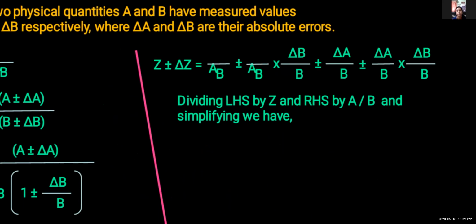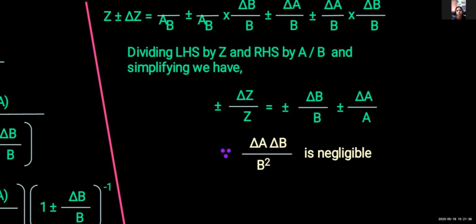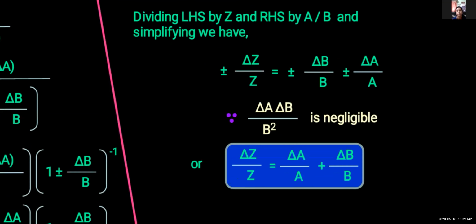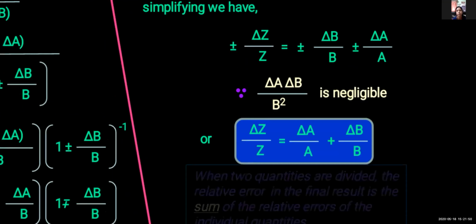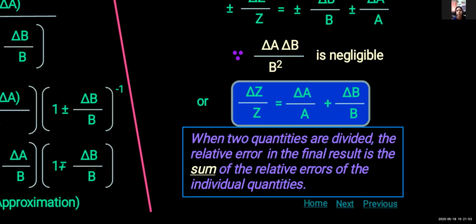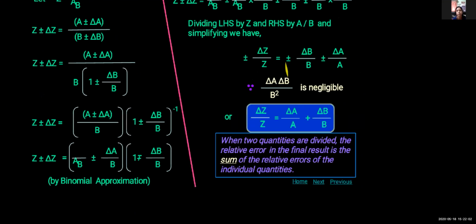So on dividing LHS by Z and RHS by A upon B and simplifying, we will get delta Z upon Z equal to delta B upon B plus delta A upon A. Since delta A and delta B upon B square is very small, it is neglected. So this equation will be delta Z upon Z equal to delta A upon A plus delta B upon B. So when two quantities are divided, the relative error in the final result is the sum of the relative errors of the individual results. I hope this is clear to you.